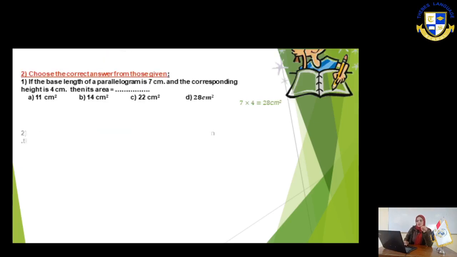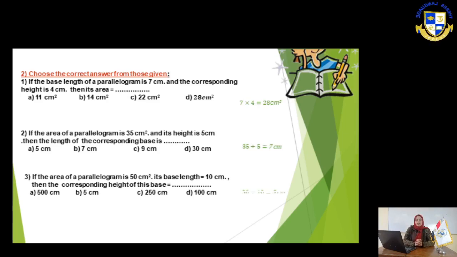Choose the correct answer. Number 1: if the base length of a parallelogram is 7 and the corresponding height is 4, then its area, as we studied before, equals base times height, so 7 times 4 equals 28 centimeters squared. So the right answer here is letter D. Number 2: if the area of a parallelogram is 35 and the height is 5, then the length of the corresponding base is 35 divided by 5, which equals 7 centimeters. So the right answer here is letter B.